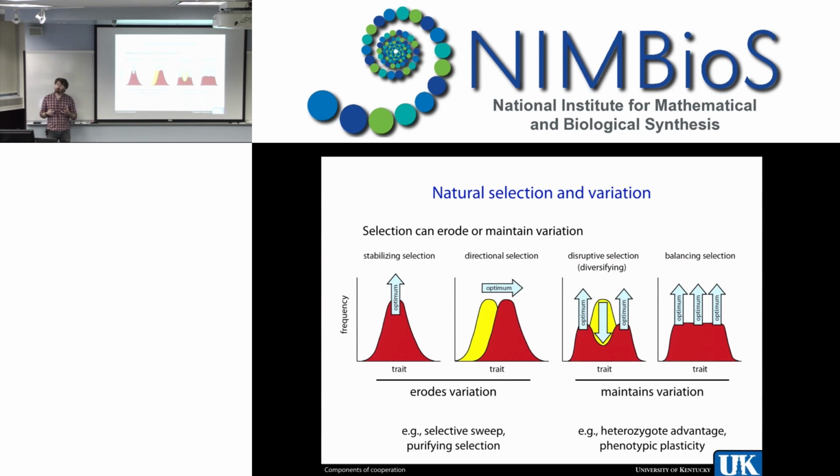But selection can also maintain variation instead of eroding it. It can do this either by disruptive or diversifying selection, where divergent phenotypes are being selected for and those individuals reproduce maximally, or by balancing selection, where an intermediate regime of phenotypes is being selected for. Heterozygote advantage is often an easily invoked mechanism for this. Variable environments that generate plastic phenotypes are also a good example of something where selection might actually select for a variable set of types.